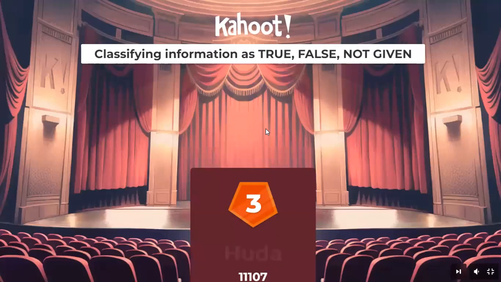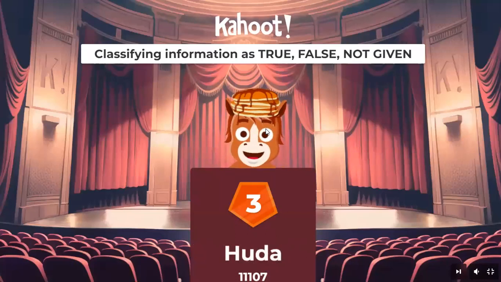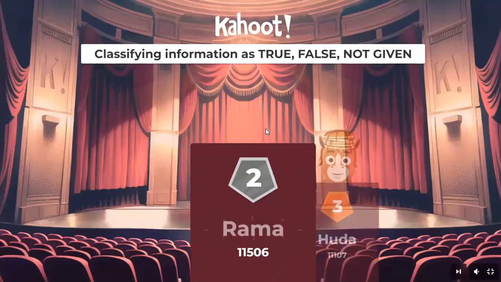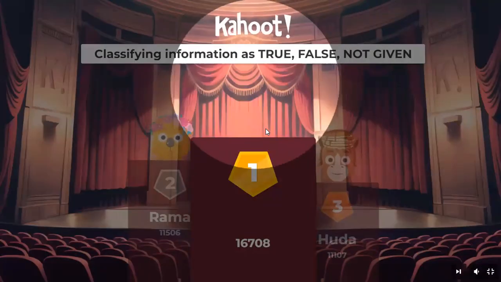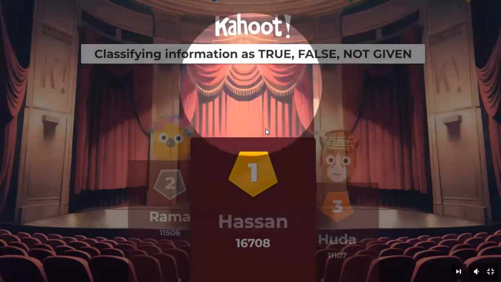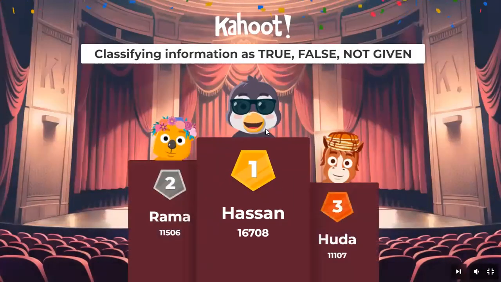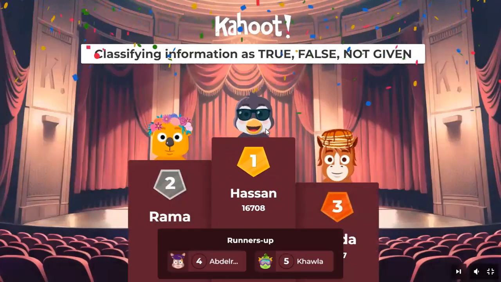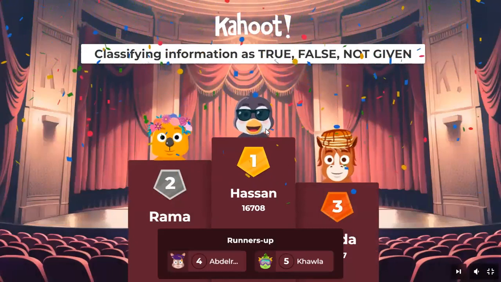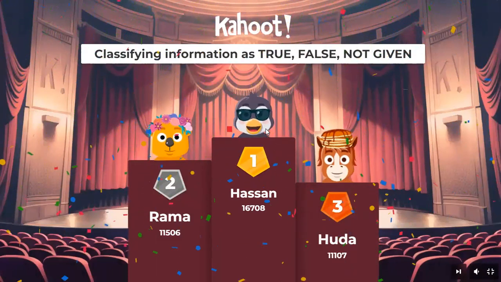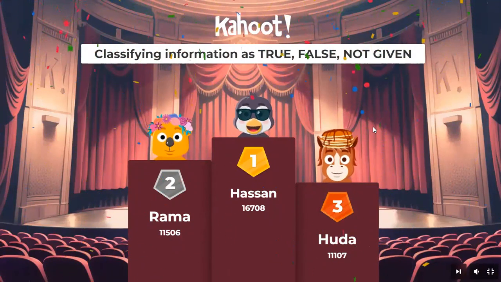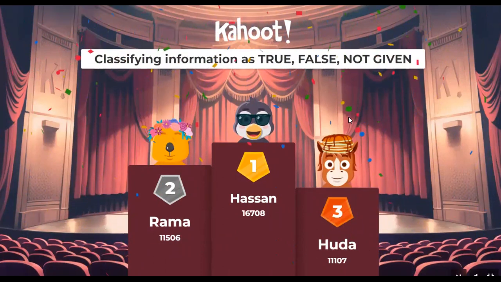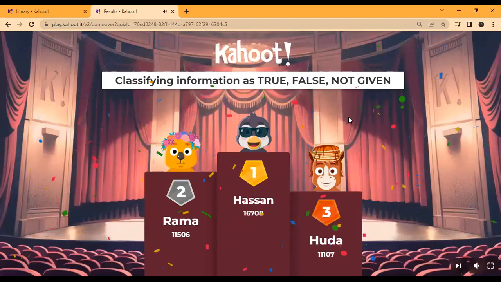Classifying information as true, false, not given. Huda is number 3. Way to go. Very good, it's better than yesterday. Very good.